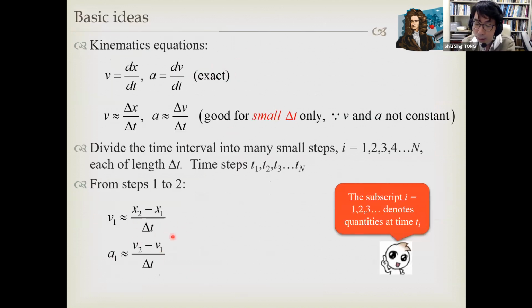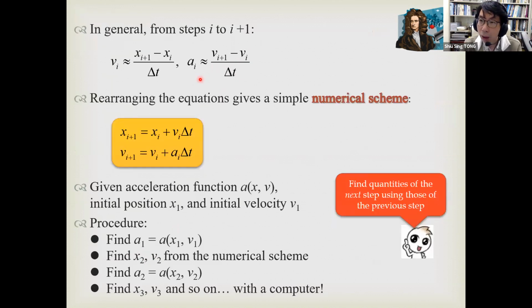If I put i equal to 1 in these two formulas, I go back to the earlier ones. Now we arrange the two formulas such that we make xi plus 1 and vi plus 1 the subject of the formula. So I solve for xi plus 1. xi plus 1 is equal to xi plus vi multiplied by delta t. And vi plus 1 is equal to vi plus ai multiplied by delta t.